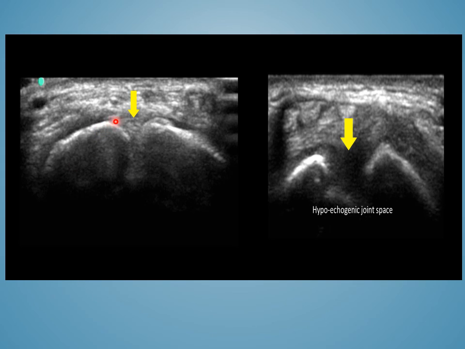This is the normal appearance of the scapholunate ligament, and this is an example of a torn ligament with widened scapholunate distance. Sometimes in partial thickness tear, a ganglion cyst may be seen at the site of the tear.